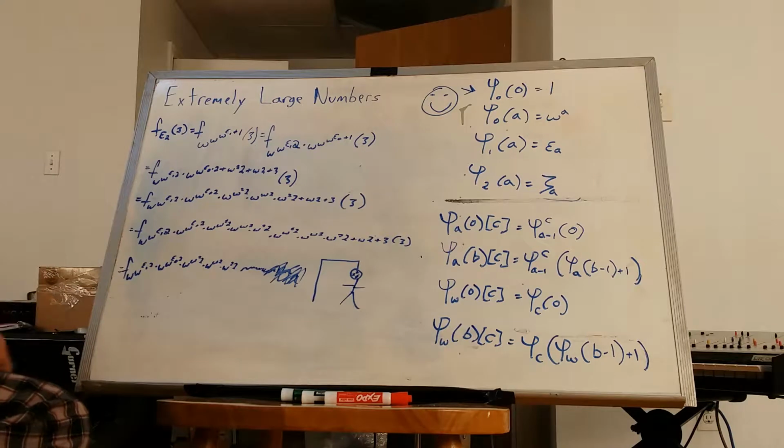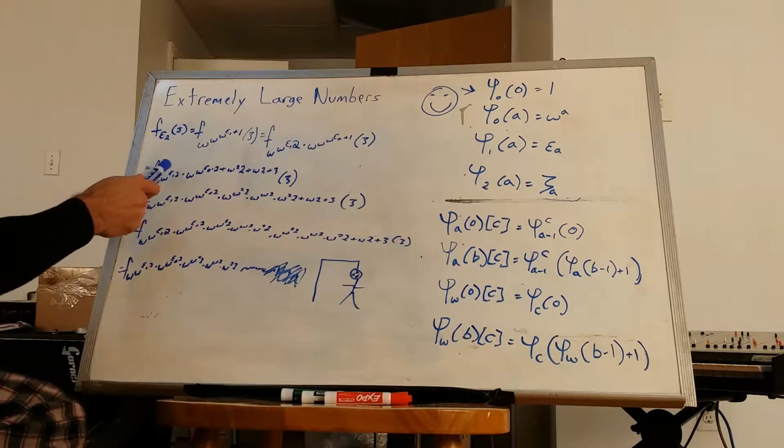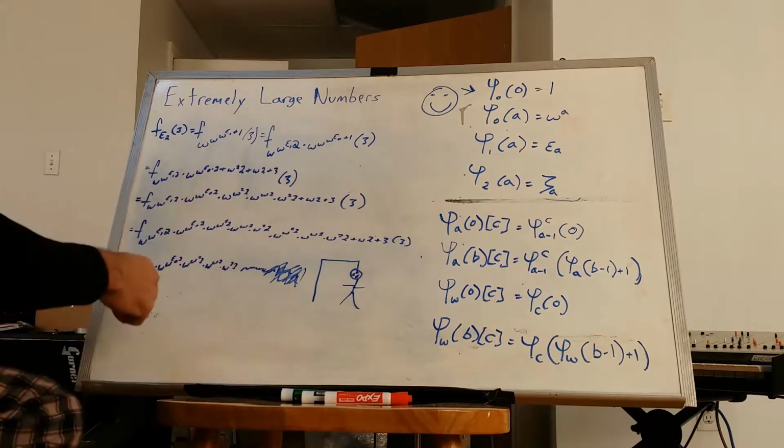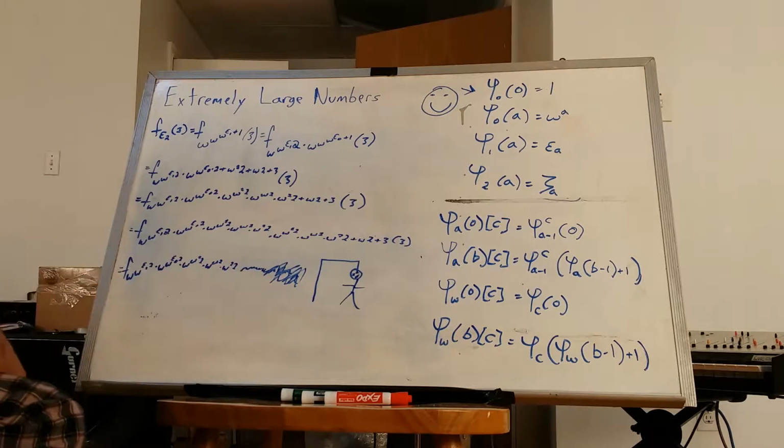You have to start using rules of exponentiation. You have to keep track of where all your exponents are, and it gets really crazy. And this guy, he hung himself because he tried doing this, and now he's sad.